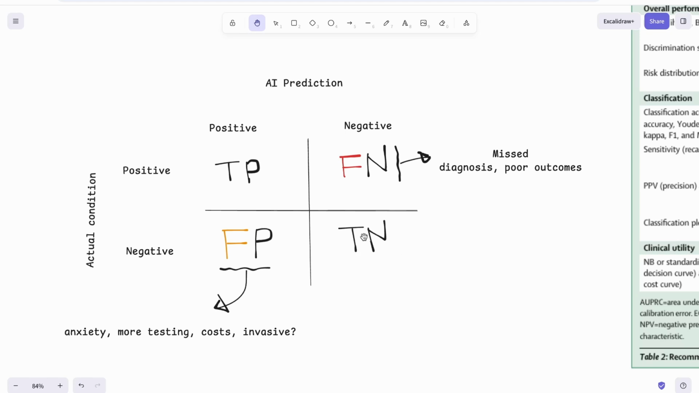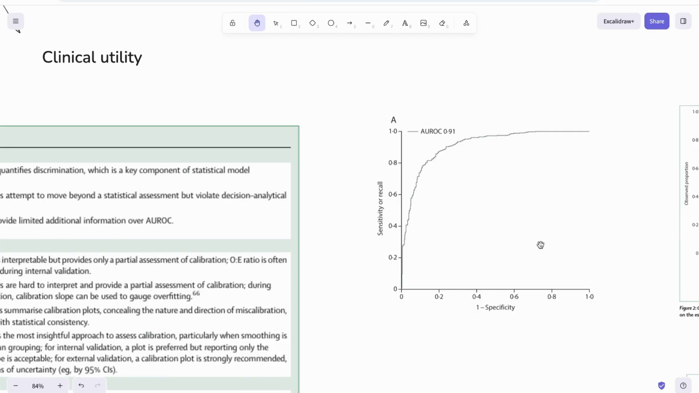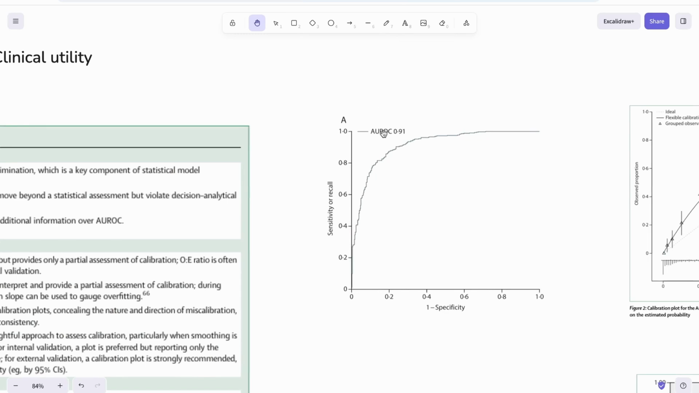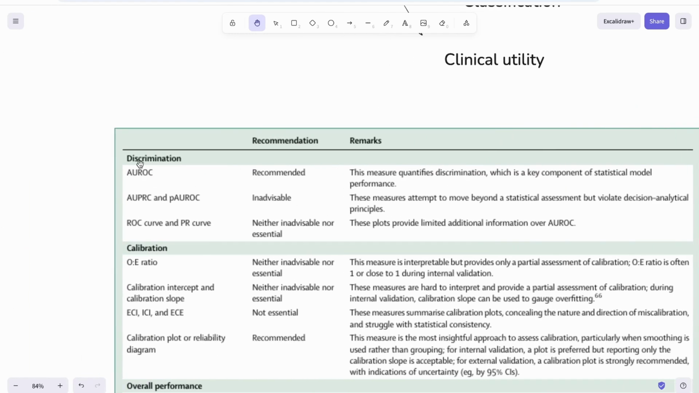Sensitivity, specificity, recall, and other measures are calculations based on the confusion matrix. From here, then you can plot something. So you can plot the area under the receiver operator curve, for example. So this is for the performance domain discrimination.